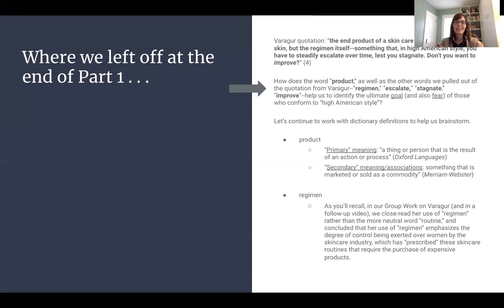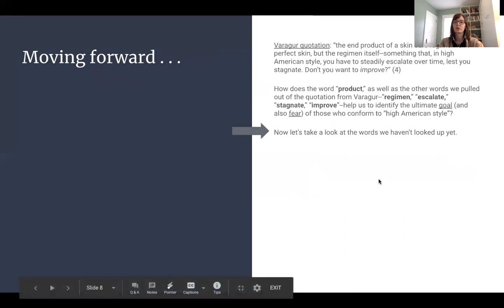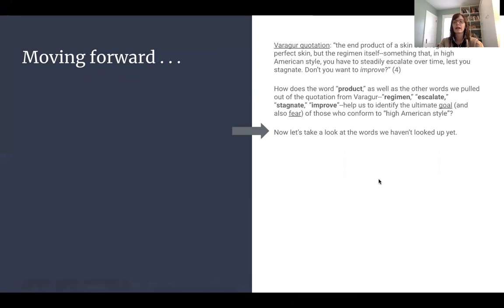Okay, and just a quick review. So formulating these close reading questions that will help us develop close reading sentences in response, right? So always asking that question, why? So why has the writer made a particular choice, such as word choice? Okay, so now let's take a look at the words that we haven't looked up yet. So we focused on product and regimen. And so now we're shifting to these last 3 words.